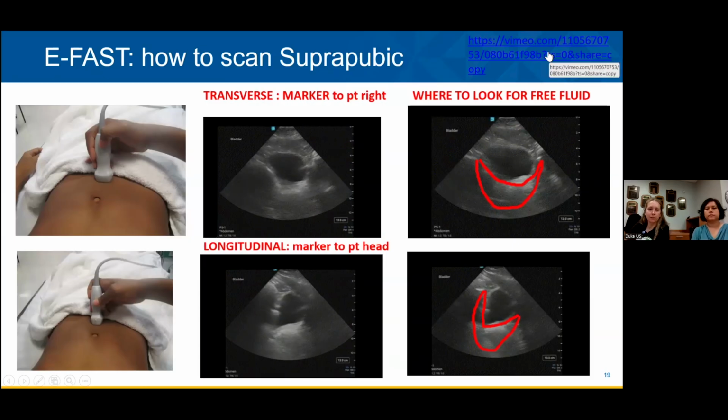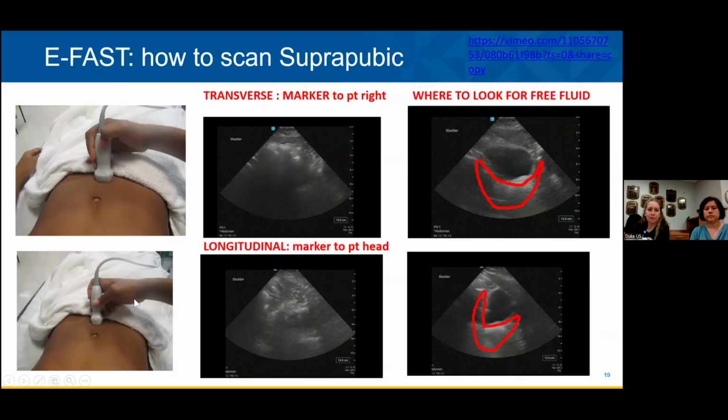Suprapubic: we typically obtain 2 images of the suprapubic window looking at the bladder, just because it's the most common area for free fluid in children. One of them is a transverse view. The probe marker is toward your left or the patient's right, fanning from head to toe to evaluate whether there's any free fluid, typically in the area below the bladder. Then another view where the probe marker is toward the patient's head, a longitudinal view, where you're sweeping from the patient's right to left, assessing for free fluid as well.